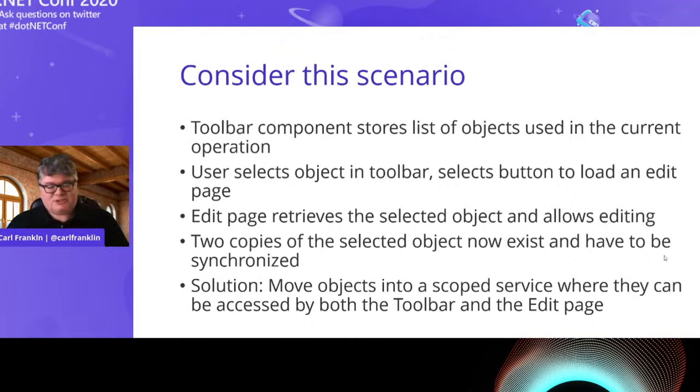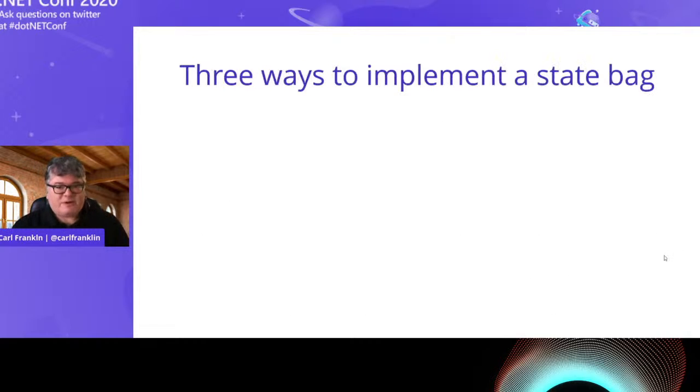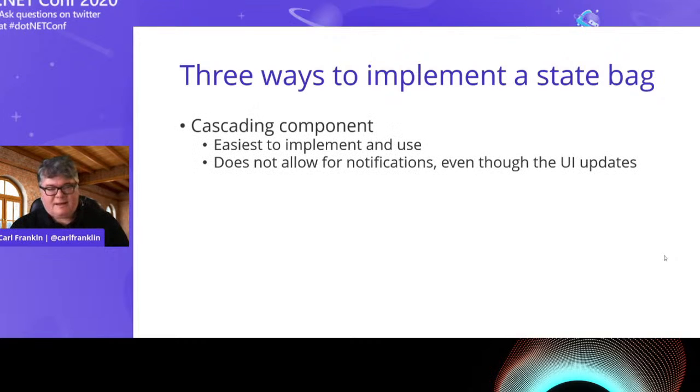So the solution again is to move those objects into a scoped service, a state bag or app state, where they can be accessed both by the toolbar and the edit page. There are three ways to implement a state bag. The easiest way is with a cascading component. The app state itself is a component. It's not a service. It's not something that you inject. It does not allow for notifications even though the UI updates.